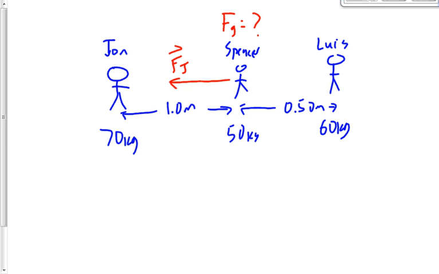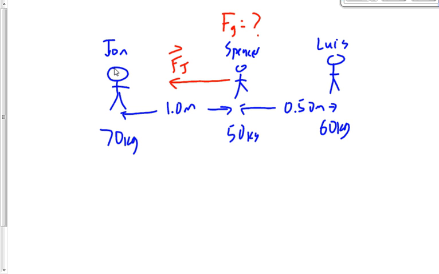Now, Spencer pulls John to the right, right? Spencer's attracted to John. John's attracted to Spencer. There's going to be a force on John to the right. But I'm not going to draw that in because I'm not trying to find the force on John. I'm trying to find the force on Spencer. So let's just draw the force on Spencer. The force of John on Spencer is to the left.